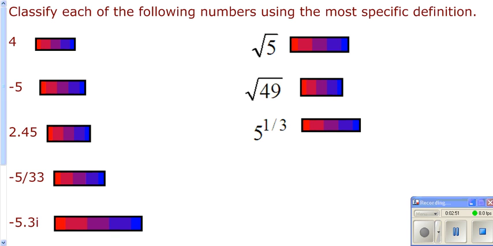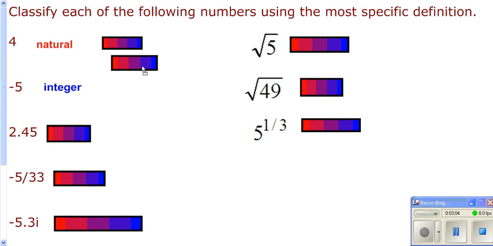So, we want to go ahead and classify each one of these. This one here is a natural number. This one here is a negative version of a natural number, which is referred to as an integer or a negative integer. This one here is a decimal, but it doesn't go on forever. It terminates, so therefore it's rational, meaning it could be written as a fraction. This one here is a fraction, so it means it's rational.